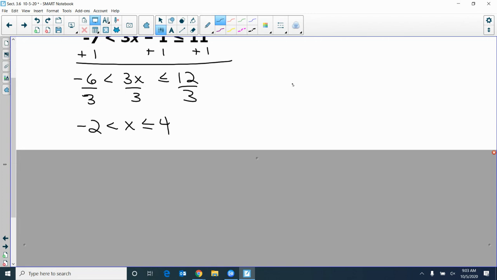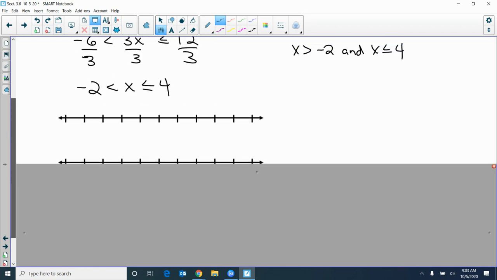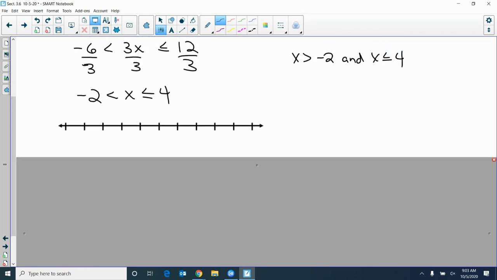-2 is less than x. That's the same as x is greater than -2, and x is less than or equal to 4. You just have the one graph on yours at the bottom, right? Yeah. All right, don't worry about doing all three of these. Okay, because here's what's going on. I got -2, -1, 0, 1, 2, 3, 4. Go ahead and label your graph at the bottom.